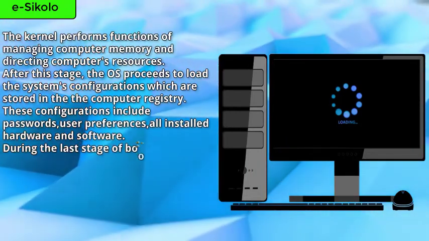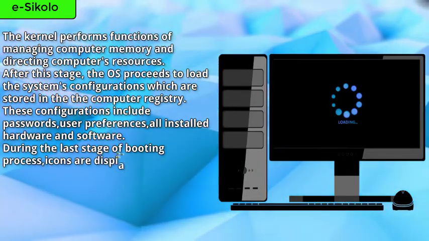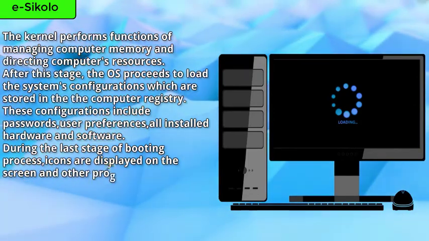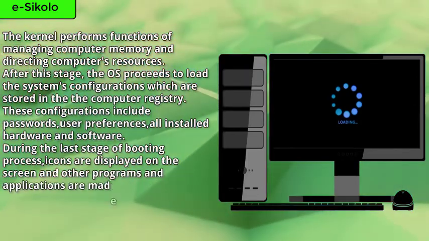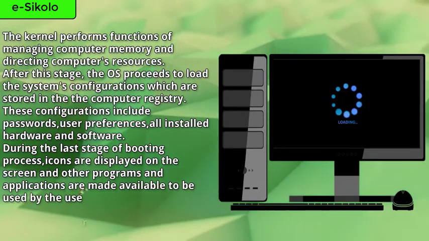During the last stage of the booting process, icons are displayed on the screen and other programs and applications are made available to be used by the user.